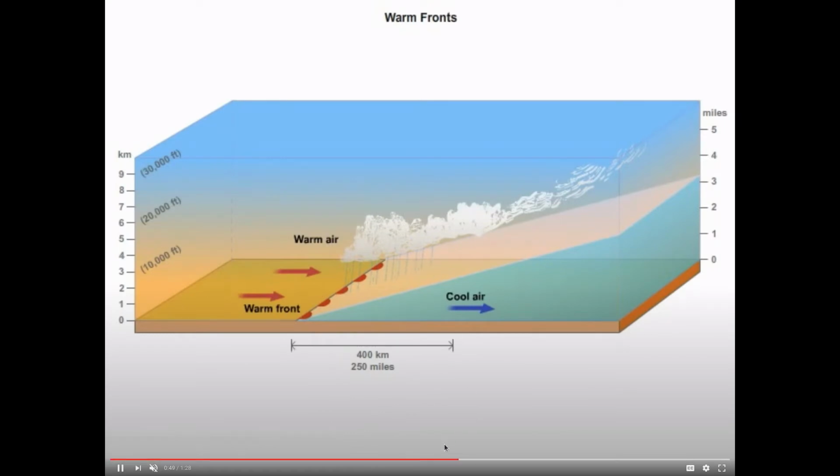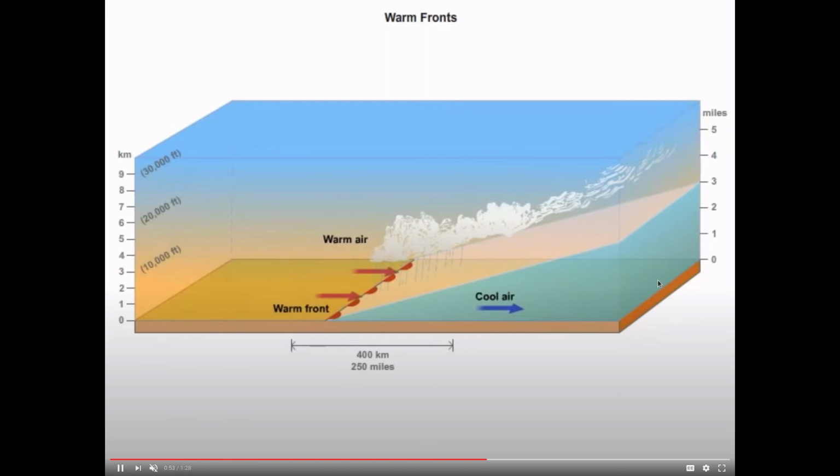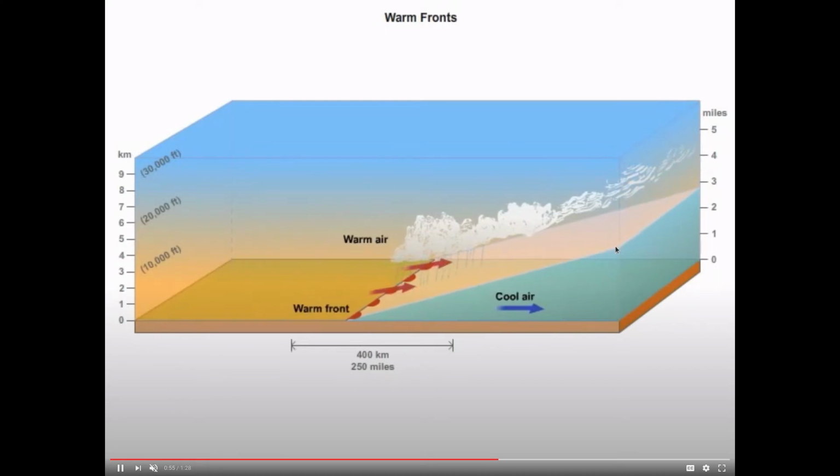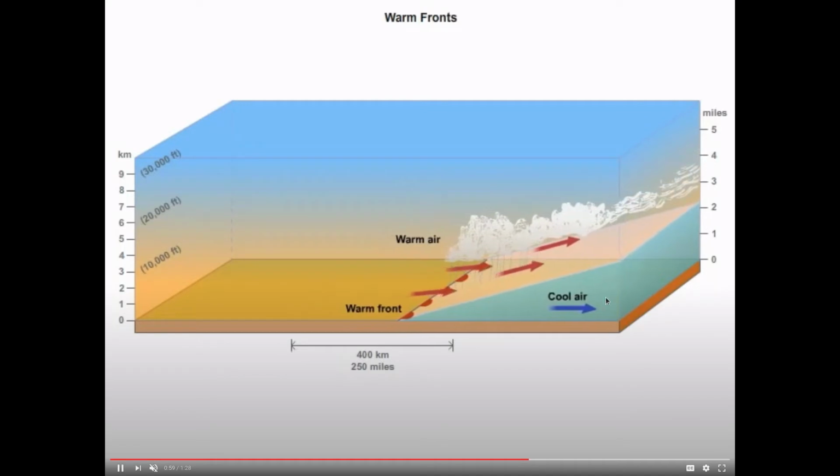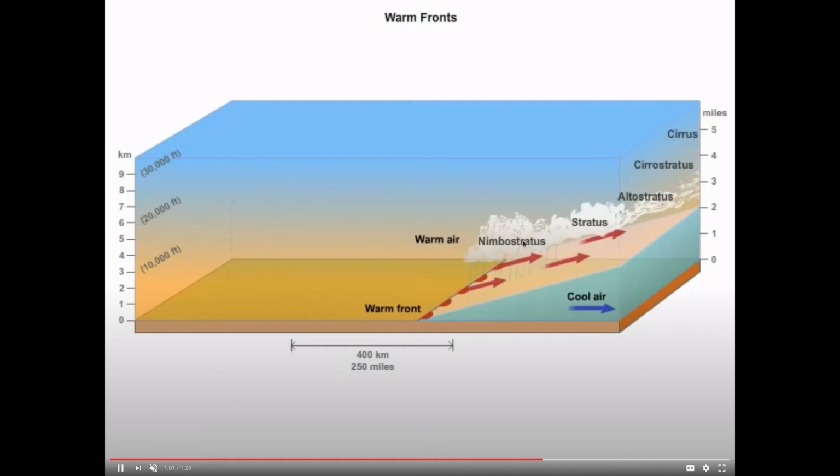So I'm going to start with this warm front. If you were standing here, the warm air is going to push the cold air out of the way. And so if you notice, the altitude of the clouds is just going to get lower and lower and lower until you end up with the nimbostratus rain clouds.